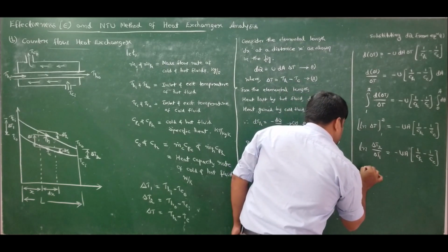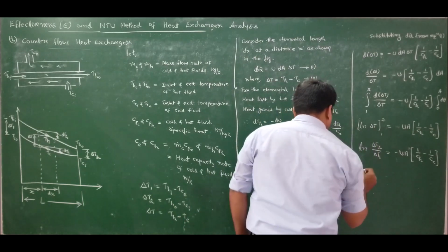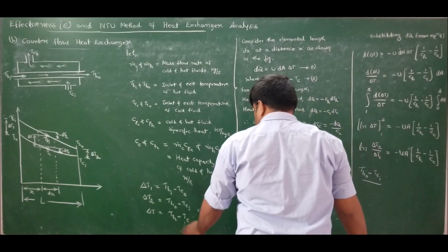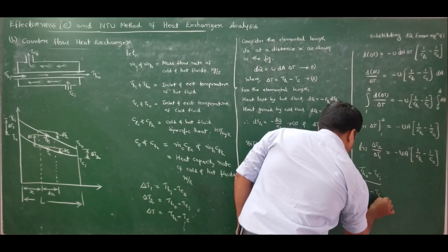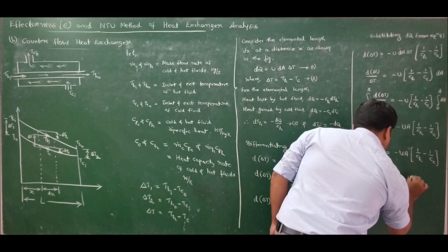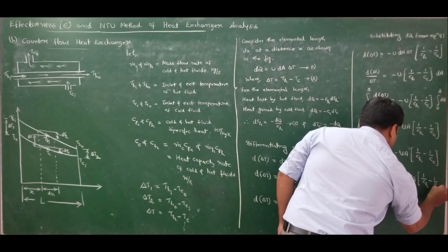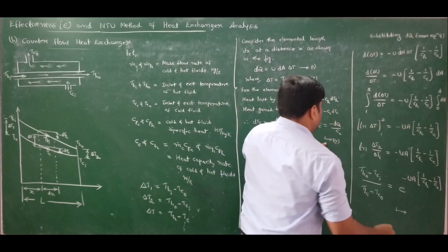So therefore delta T2 by delta T1, so delta T2 is Tho minus Tci divided by delta T1, which is Thi minus Tco. This is equal to e to the power of minus UA times 1 by Ch minus 1 by Cc. Let us take this as equation number 5.